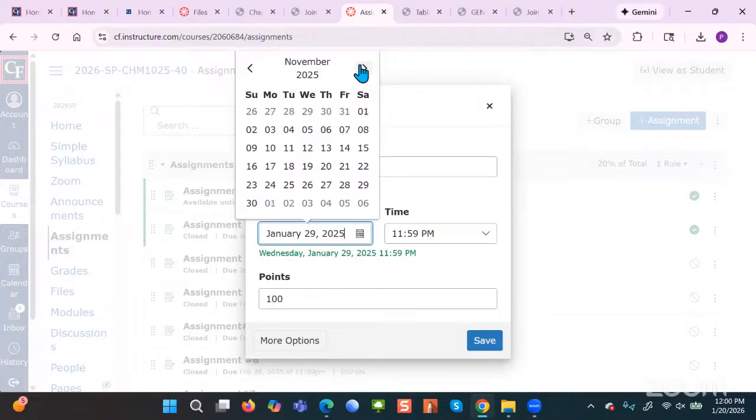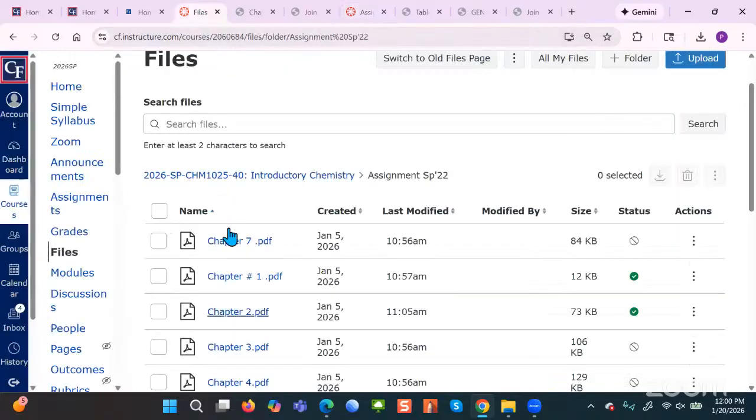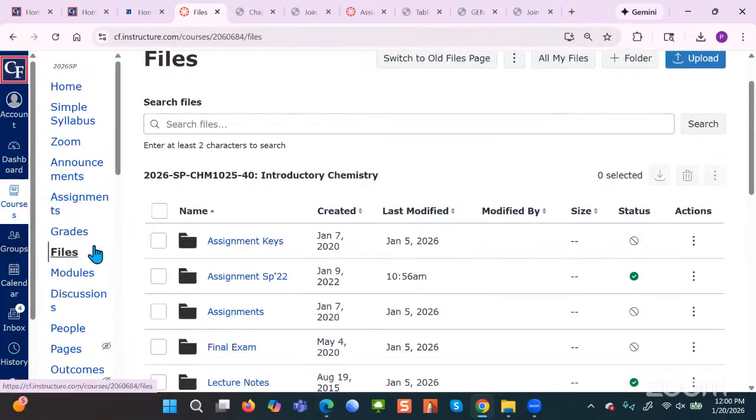Is the one we just did assignment 2? Yeah, assignment two is what we just did. Assignment one is under chapter one. You have to go to files first. Right, you go to files.